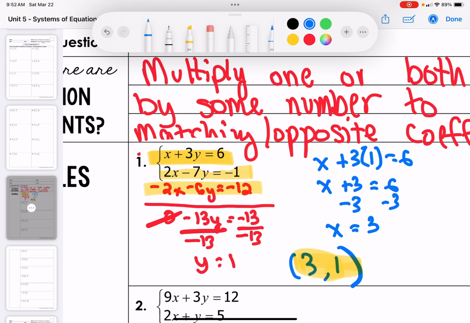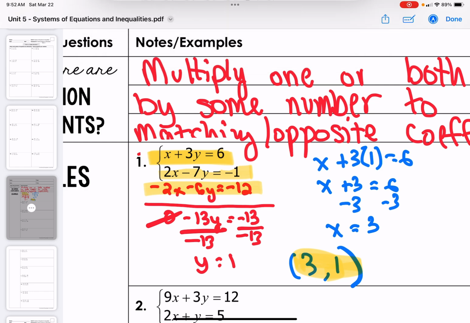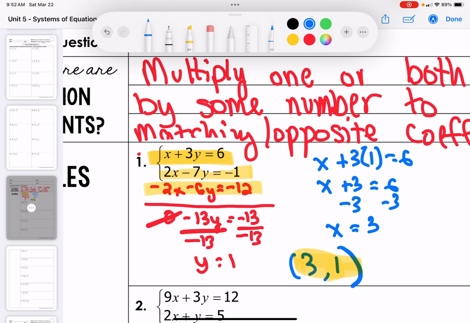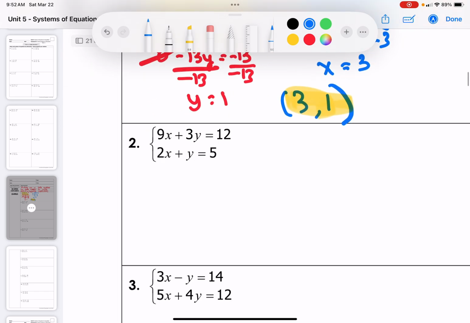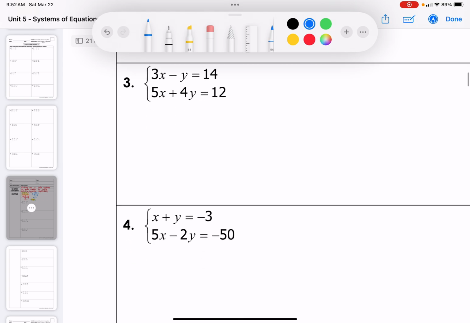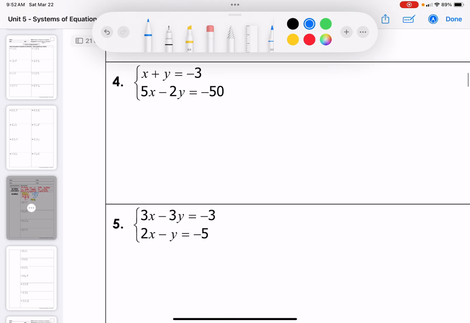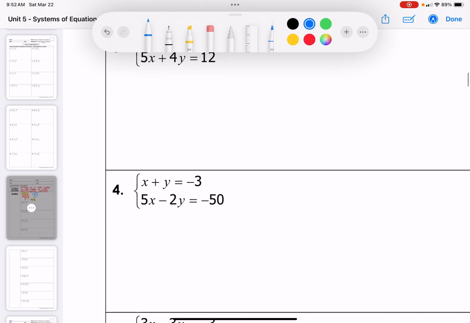We don't have common coefficients, right? So now you have to multiply to make a common coefficient, and then you could eliminate, do the process of elimination. Let's go to a more complicated one. Let's try 4.